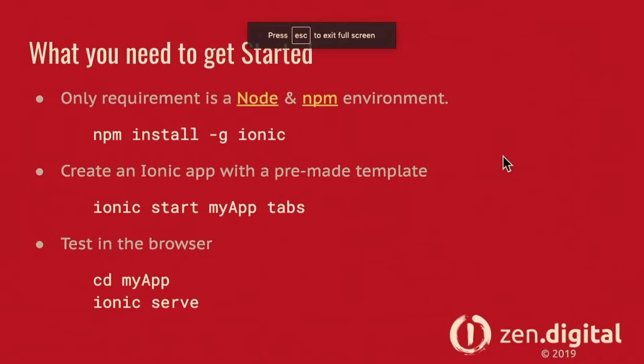And okay, so what do you need to actually get started with Ionic? Well, first of all, you need to have Node installed and an npm environment. So you want to install Ionic globally, and then once you have the Ionic command line, you can then say ionic start. You can specify the name of the application. So here I called it my app. And then there's a number of templates that are available. One of them is the tabs template. So this is just an example. I could say ionic start myApp tabs. If you leave off the name of the template, it's actually going to query you and say, hey, which template do you want to use?